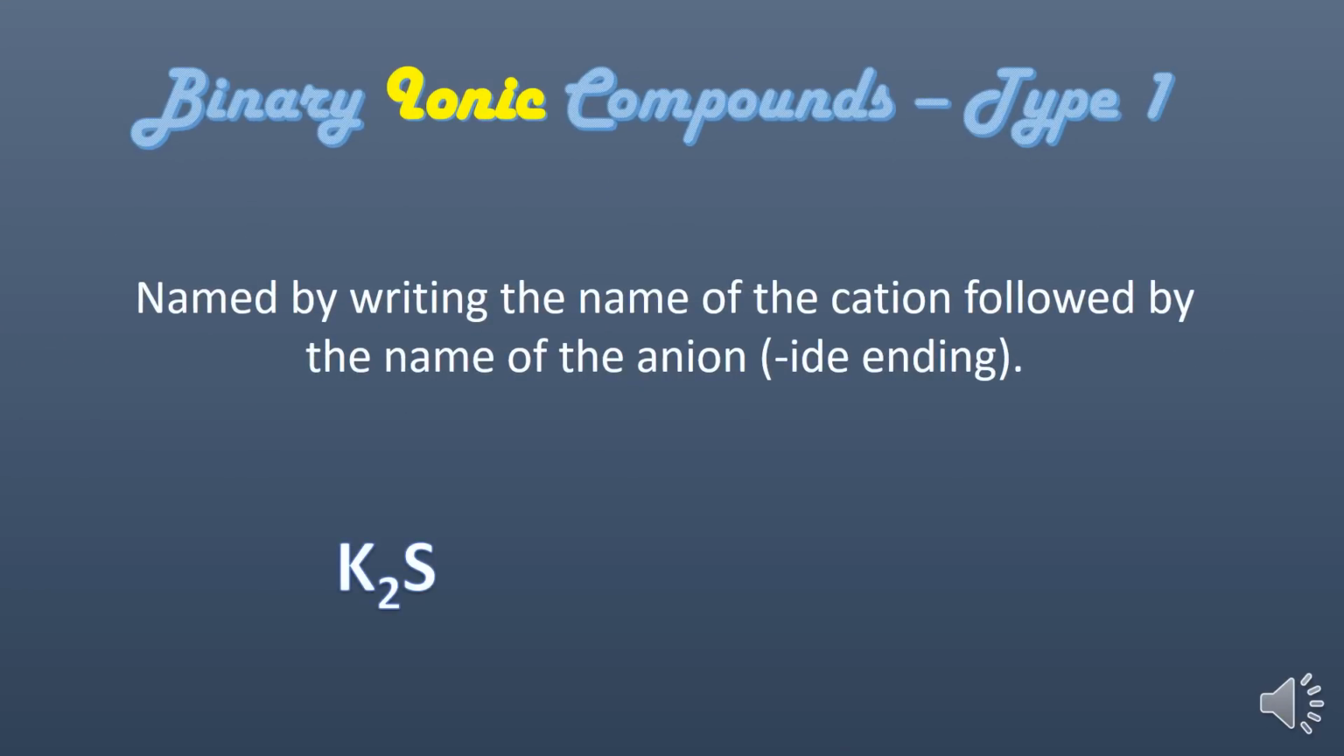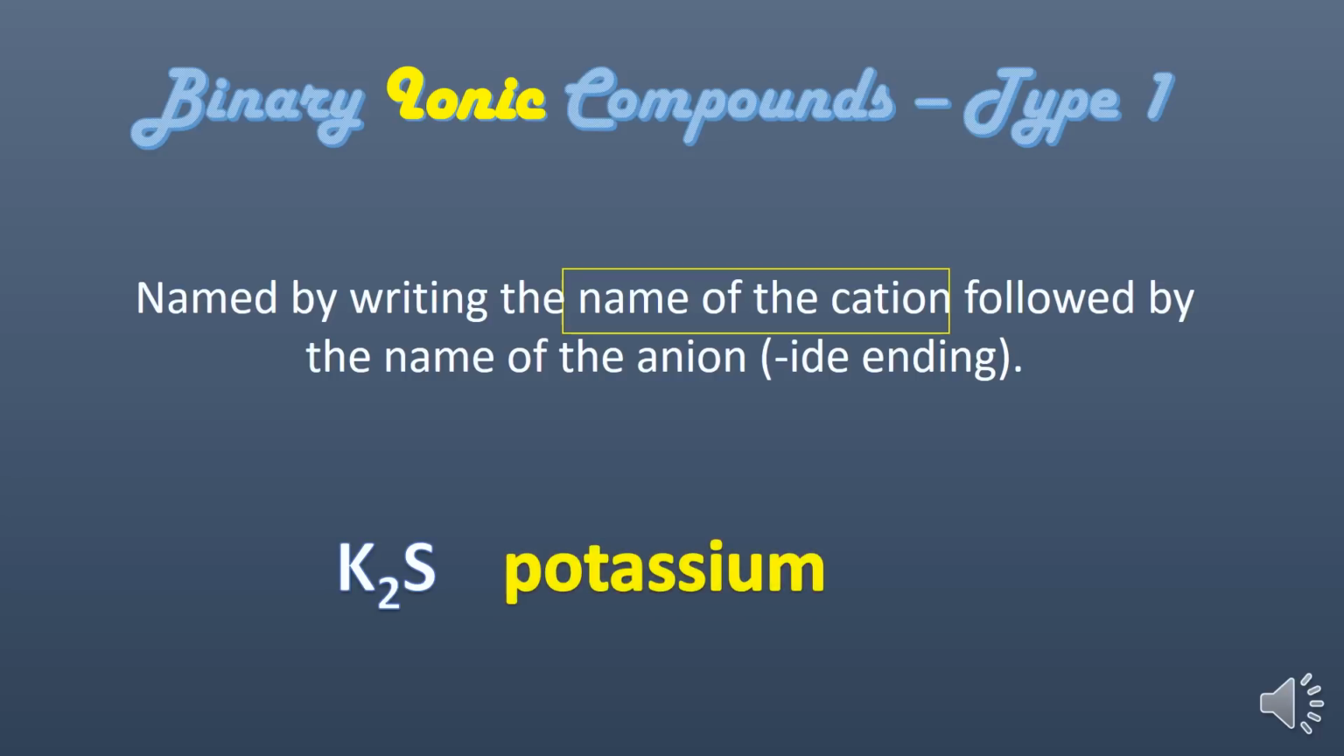Let's name the cation. So in this case, the cation is potassium. And then we're going to name the anion, changing the ending to "ide." So our anion is sulfur, becoming sulfide.